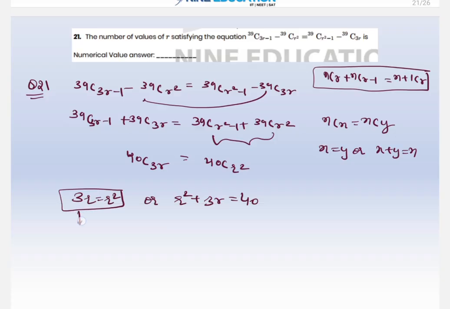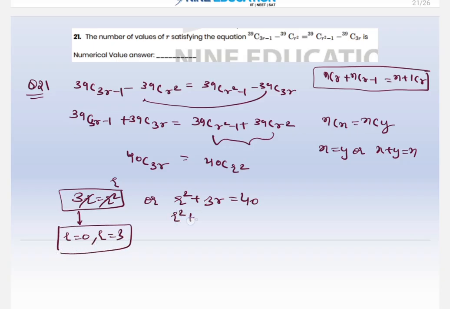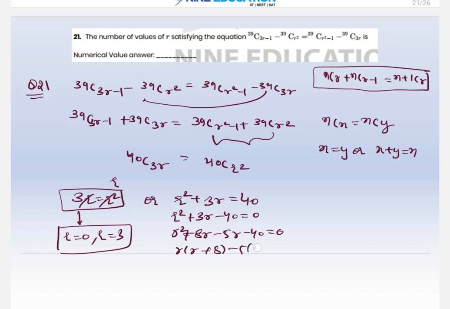From here we are getting two values of r: either r is 0 if you cancel it out, or r is 3. From here we need to solve the quadratic r² + 3r - 40 = 0. So factors are 8 and 5. r² + 8r - 5r - 40 = 0. So r(r+8) - 5(r+8) = 0. So what we are getting, value of r is 5 or value of r is -8.